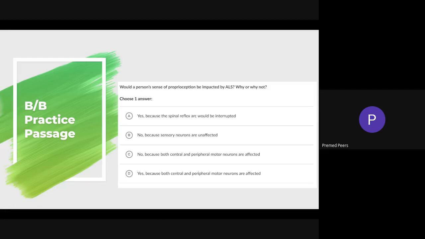This question actually requires a bit of knowledge about, first of all, what proprioception is. That's bodily awareness or sense of your body's position in space. And the answer here is actually no. The reason is because sensory neurons, as you'll read in the passage, are unaffected by ALS. And those sensory neurons are what help maintain your sense of proprioception. That's the connection that's important to make here. That will help you rule out the other answer choices. Any questions over this?